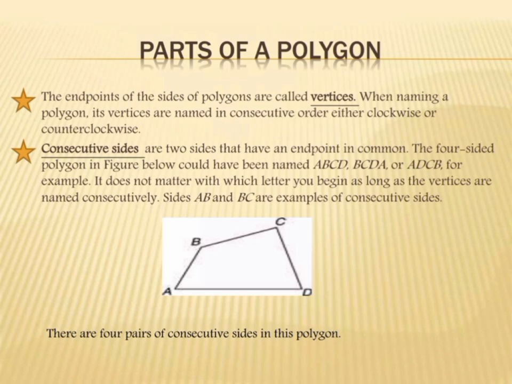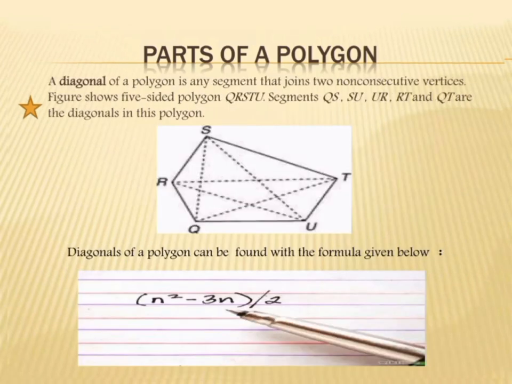Now, what is a diagonal of a polygon? A diagonal of a polygon is any segment that joins two non-consecutive vertices. The figure shows a 5-sided polygon QRSTU. Segments QS, SU, UR, RT and QT are the diagonals in this polygon.